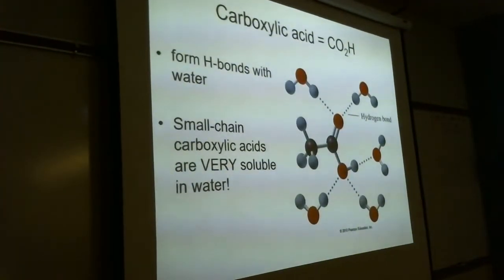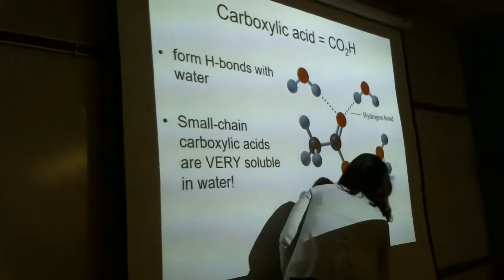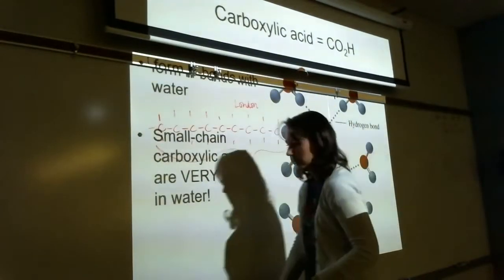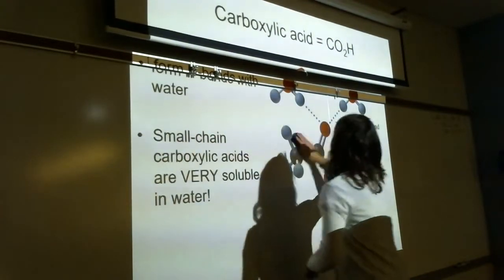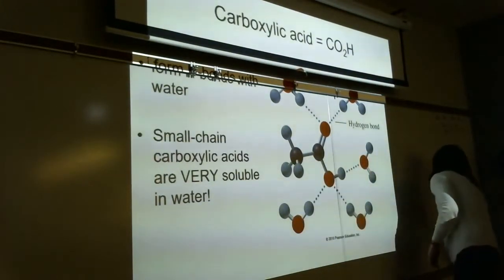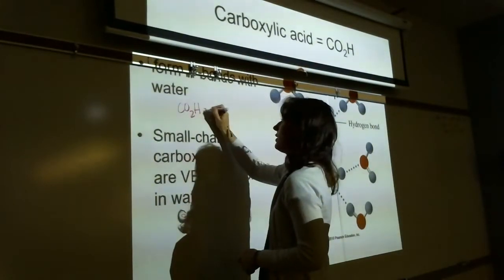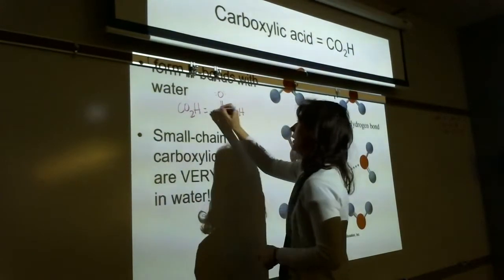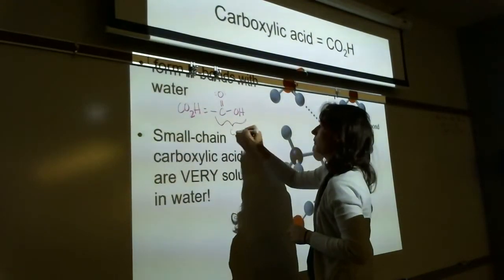And now a carboxylic acid is the next scenario we look at. A carboxylic acid is CO2H. What does that look like in terms of the Lewis structure? I know this is kind of a busy screen right now, so I'm trying to find a spot to write. All right, so CO2H looks like this. C double bond O, OH. And then there's the rest of the chain, whatever that chain is. So this is called a carboxylic acid.